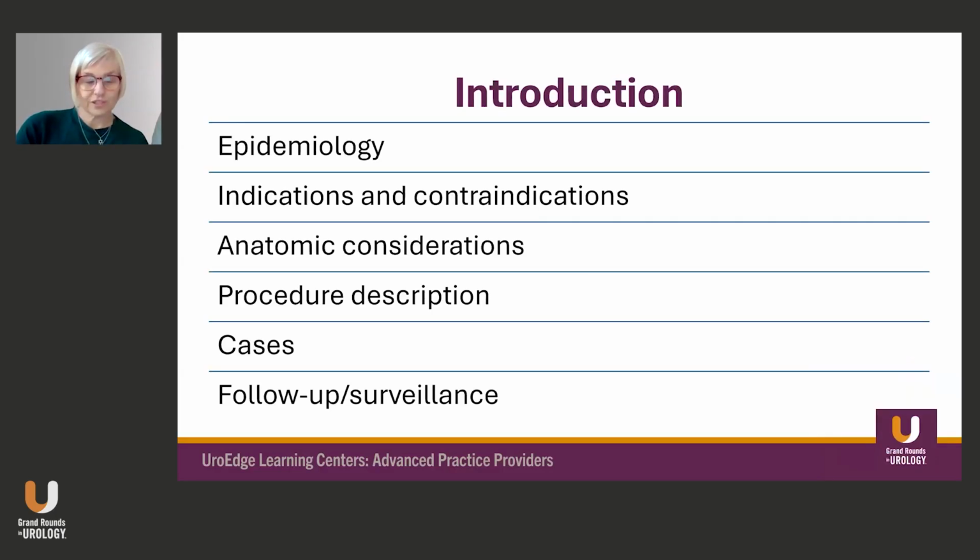First, we're going to go through some introductions. We're going to look at epidemiology, indications, and contraindications for referring patients for cryoablation of small renal masses. We're going to look at anatomic considerations and procedure description. We're going to do a couple of case studies and talk about follow-up and surveillance today.